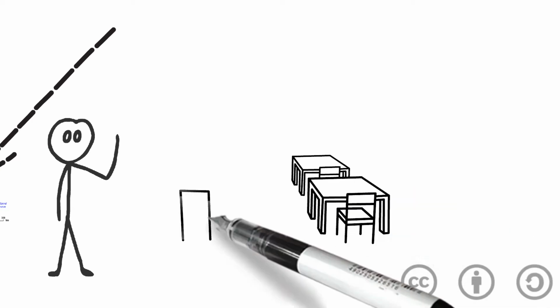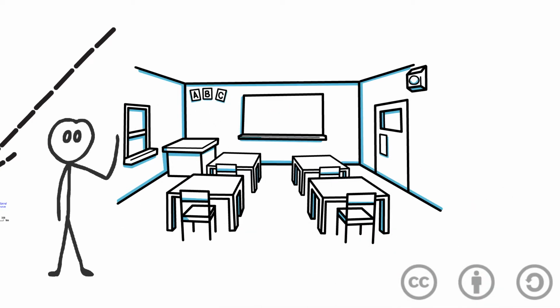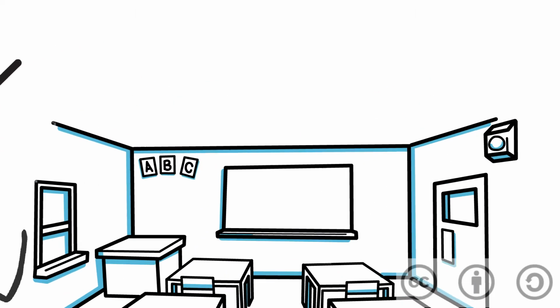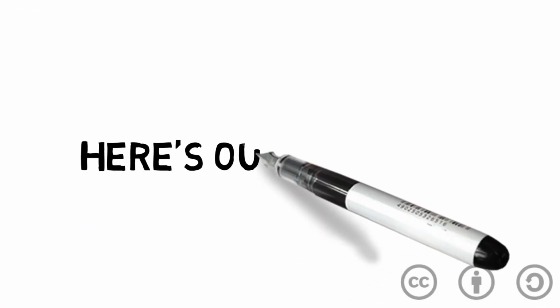In today's lesson, I'm going to demonstrate how to reduce observed survey values of slope distance and zenith angle to mark, or what is commonly referred to as mark-to-mark reductions. This allows these values to be combined with other sets to determine averages. So let's look at our scenario.